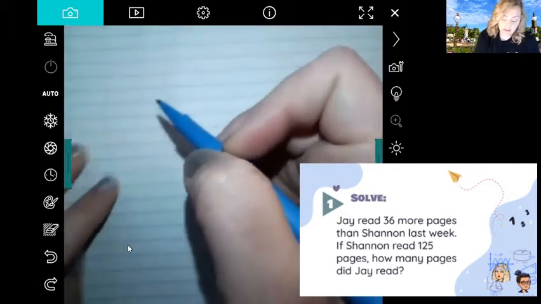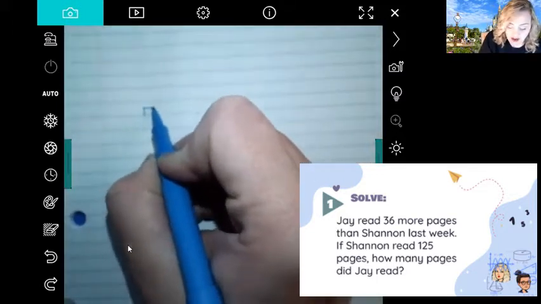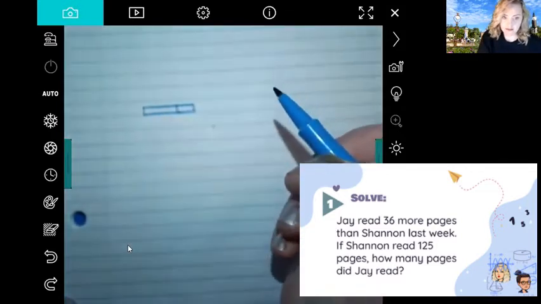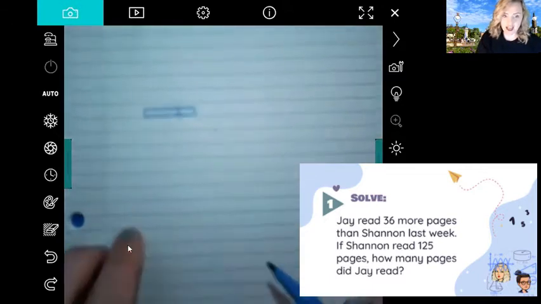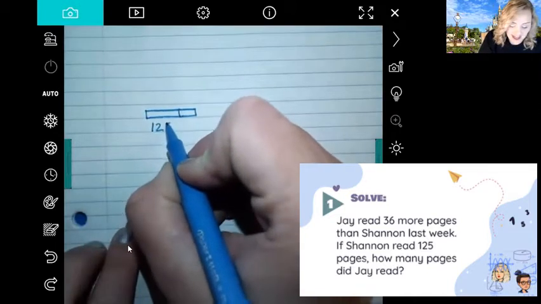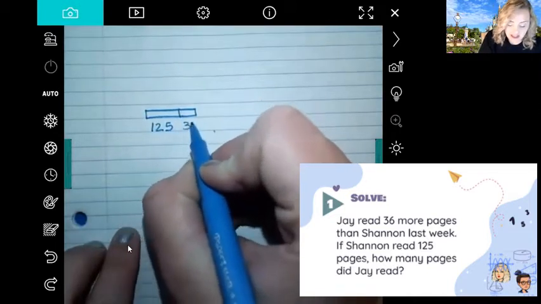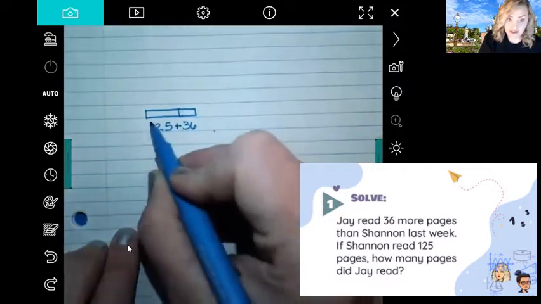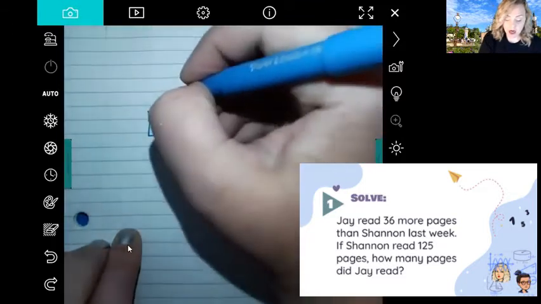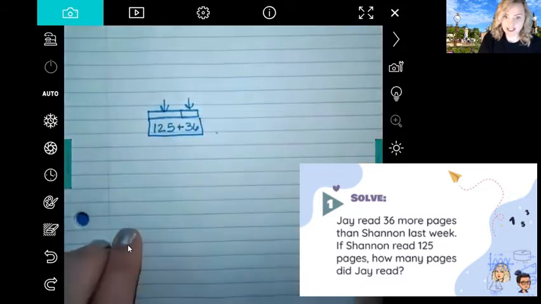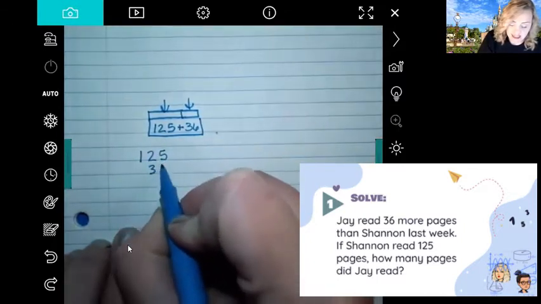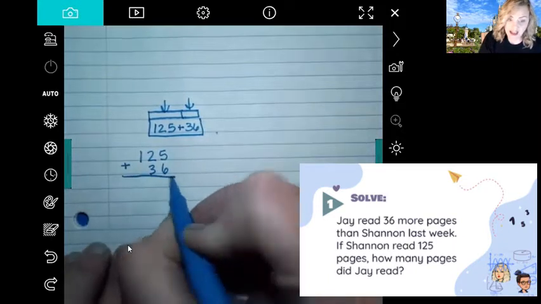Well, if I'm looking at my problem here, if I know that Shannon read this many and Jay read this much more, let's see if that'll focus. All right, there we go. So Shannon read 125 and Jay read 36 more. And I know I need to add these two together to find the total number that they read. So it's part, and then the whole together. So I'm going to do that first by putting it on a number line, because I'm going to check it with the algorithm at the end.